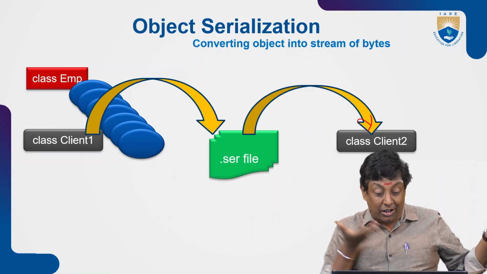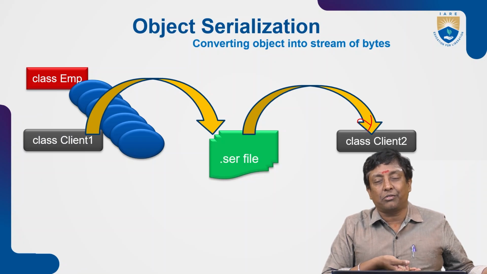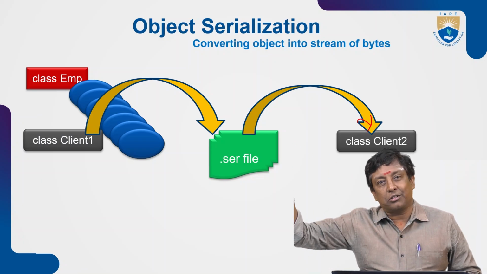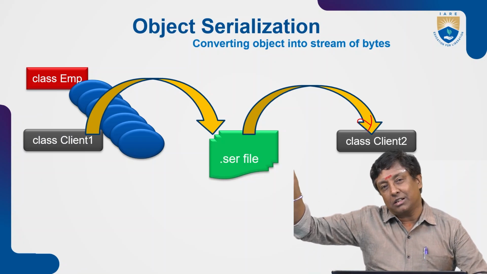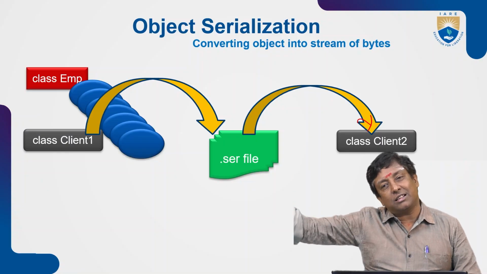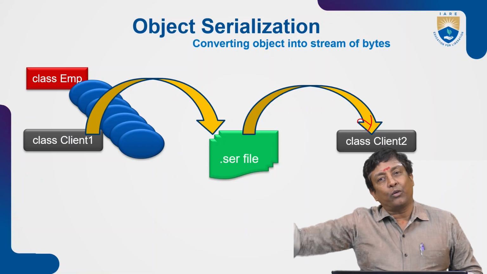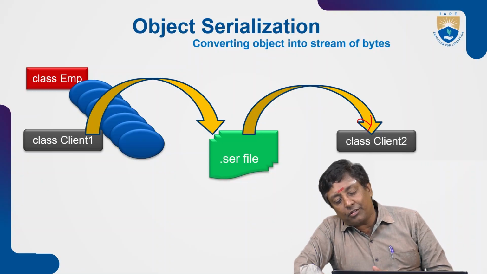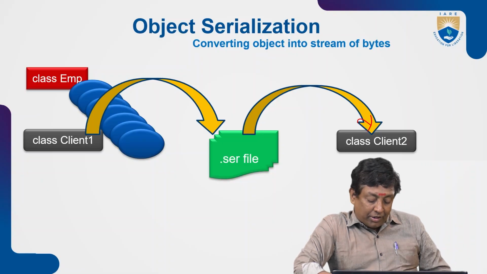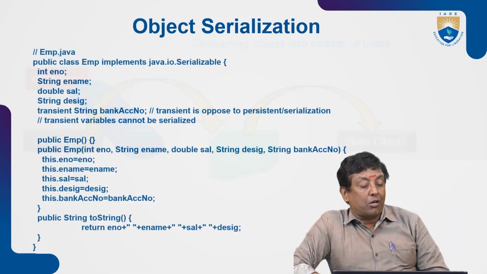XML and JSON are not Java object serialized formats. They can be understood by other programming languages and technologies. They can deserialize the XML and JSON data and store it into their own respective language objects. So let's start with the object serialization topic.